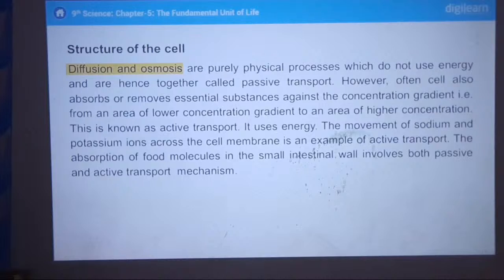However, often the cell also absorbs or removes essential substances against the concentration gradient, that is, from an area of lower concentration to an area of higher concentration. This is known as active transport. It uses energy. The movement of sodium and potassium ions across the cell membrane is an example of active transport. Absorption of food molecules in the small intestinal wall involves both passive and active transport mechanisms.